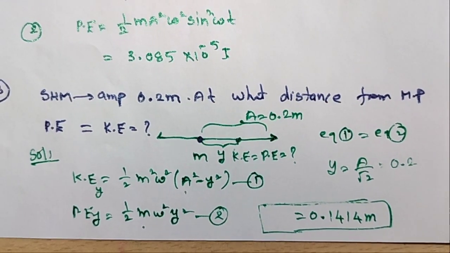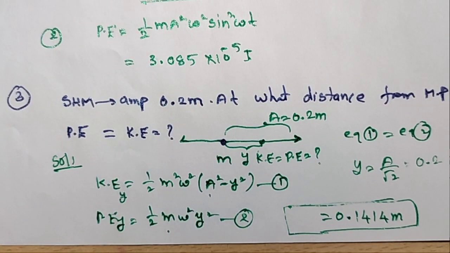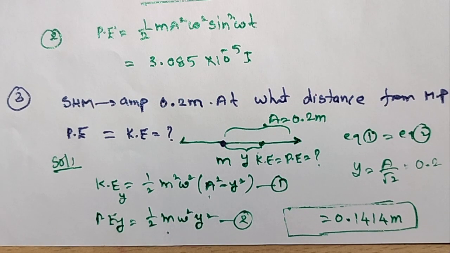So these are 2 homework problems. Please practice. This is the end of the kinetic energy, potential energy, and total energy of the simple harmonic oscillator.